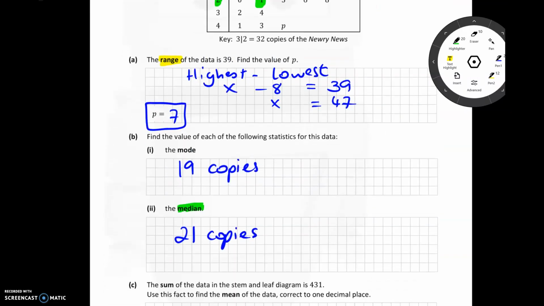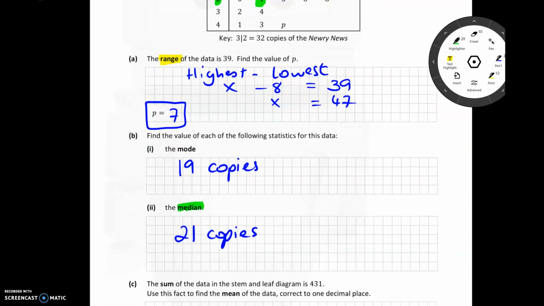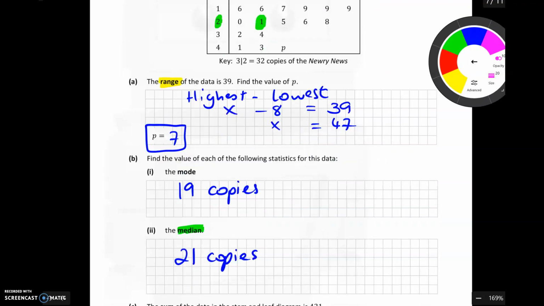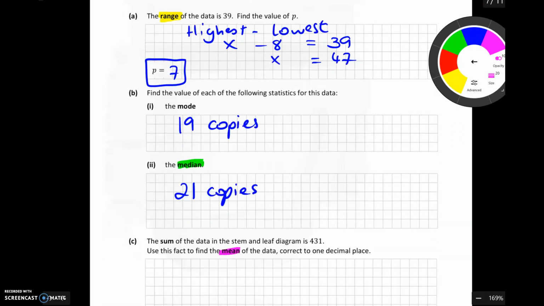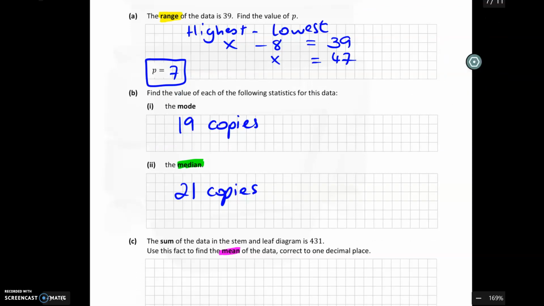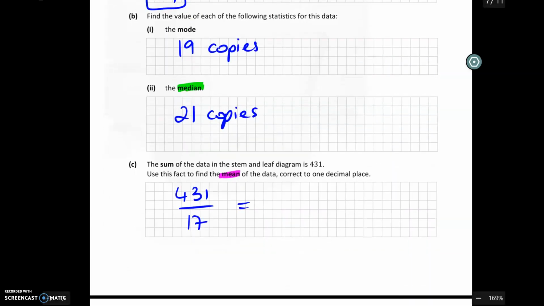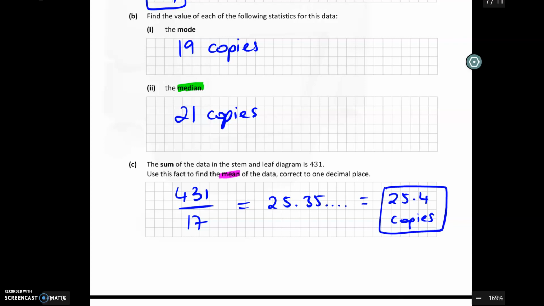Okay, the sum of the data is 431. So what they're asking you to do here is to find the mean. They've done a little bit of a job for you. You don't need to add them all up. We're just making it a little bit easier for you. So the mean is the sum of the data, which is 431, divided by the number of data, which is 17. So 431 divided by 17 is 25.35, and to one decimal place that will be 25.4 copies.